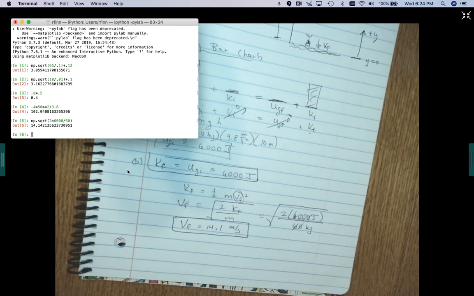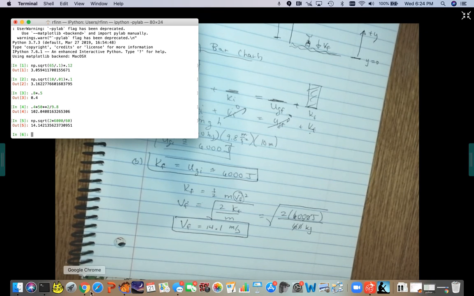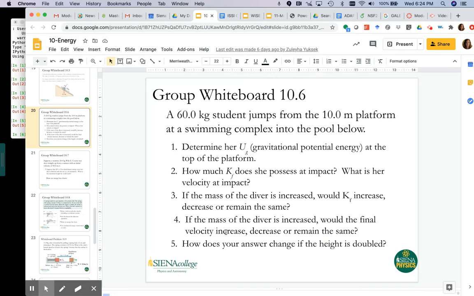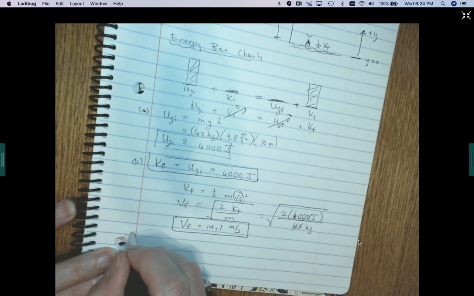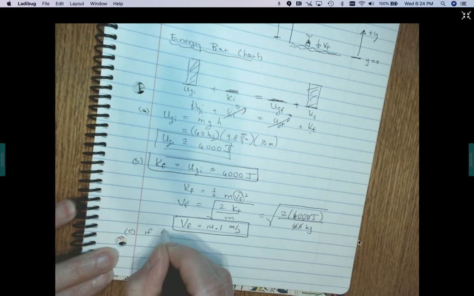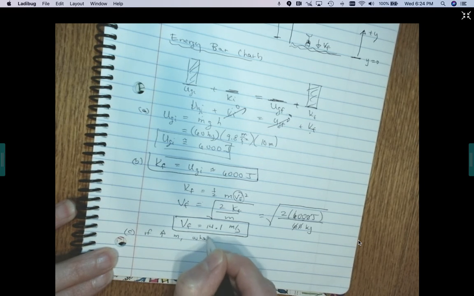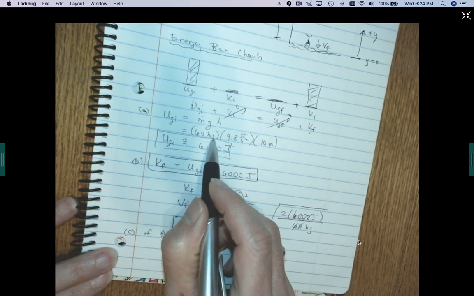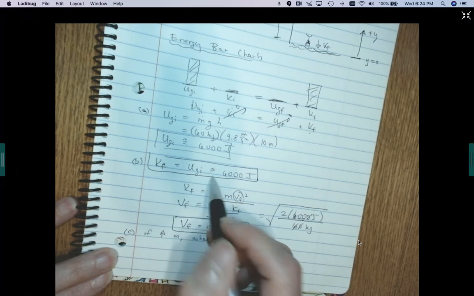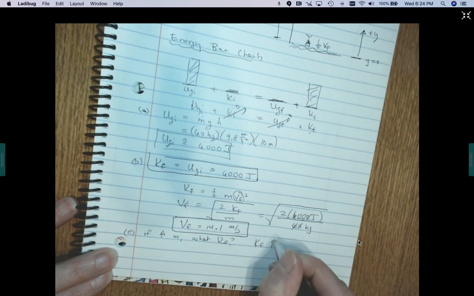Okay. What else did this ask? There's a lot of parts on this one. If the mass of the diver is increased, would K final increase, decrease, or remain the same? Okay, so our mass would go up here, right, in the initial potential energy. So for part C, if we increase mass, what happens to K final? If we increase our mass, our initial potential energy is going to go up. Our K final is just equal to that, so our final kinetic energy will go up.